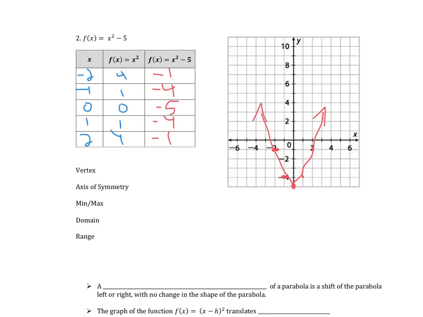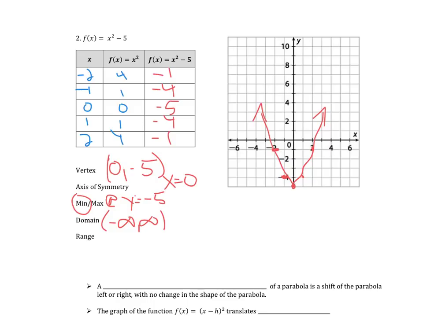So then our vertex of this is going to be at 0, -5. Our axis of symmetry is at x equals 0. We still have a minimum because our graph is opening up. So we have a minimum at y equals -5. Domain doesn't change here on quadratics.